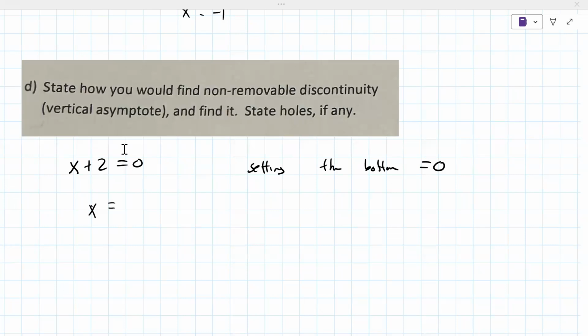How do you undo addition by 2? I subtracted. Okay, so subtract 2. What is the result? -2. Okay.